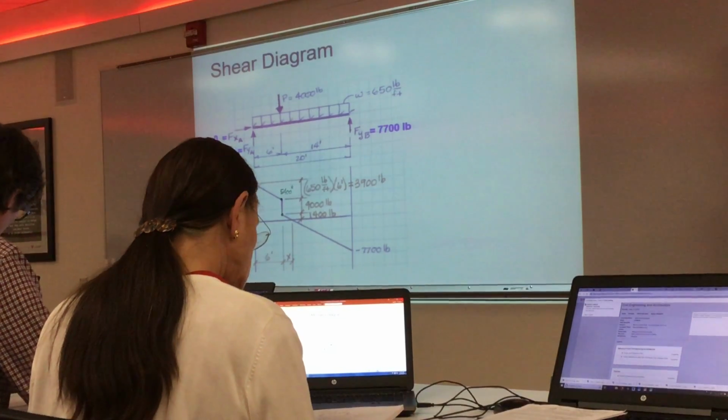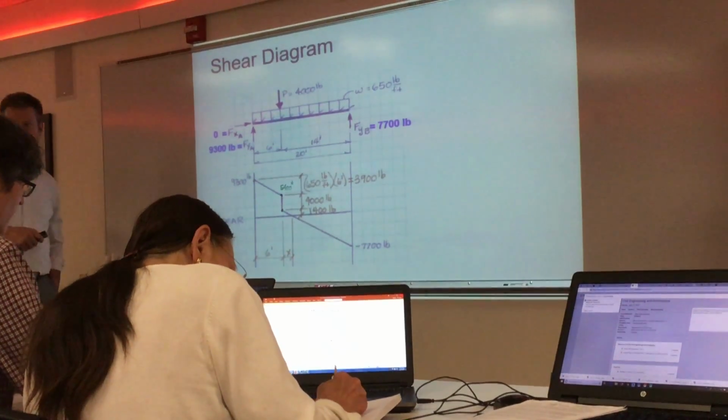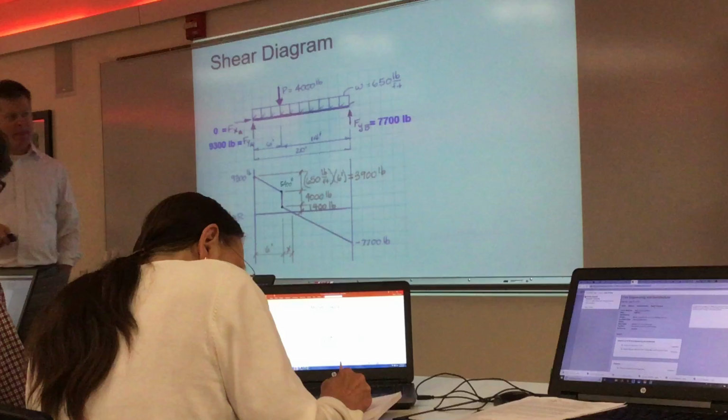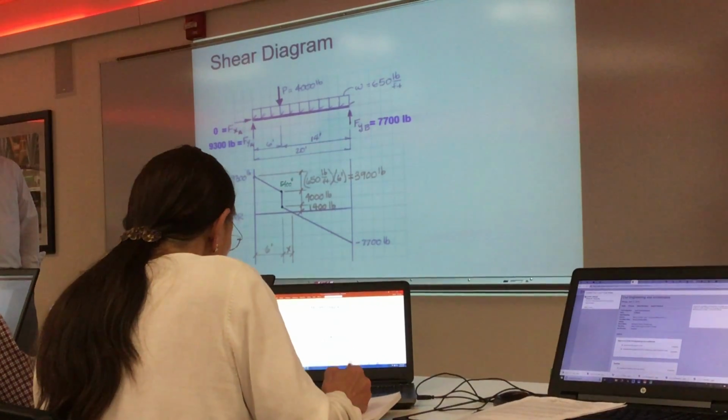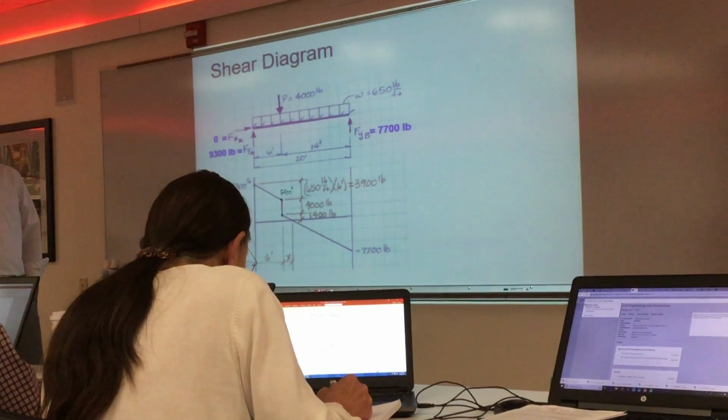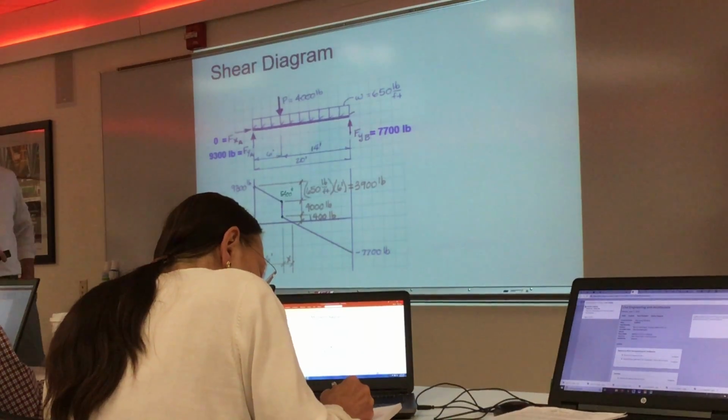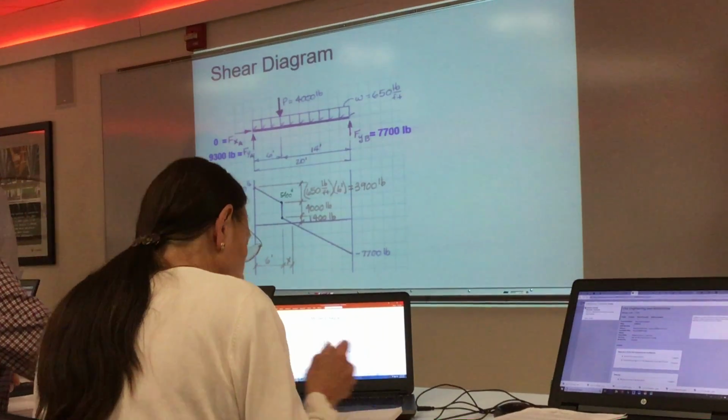So over here on this one, we break that into 3 sections of whatever 25 divided by 3 would be. Yep, and then the shear diagram would look a little like that. It would look a lot like that with numbers.